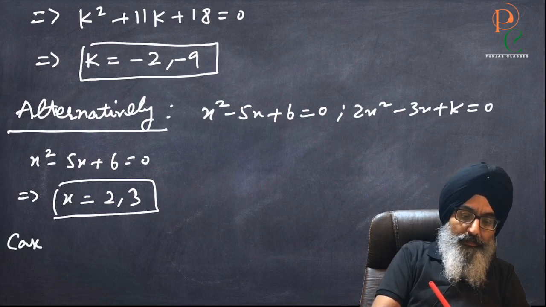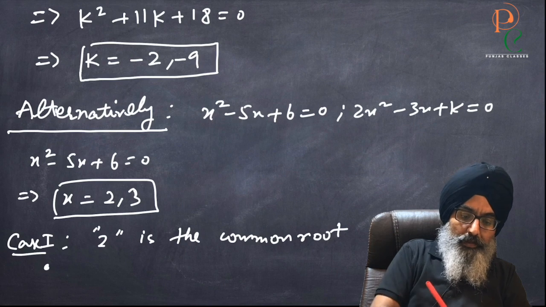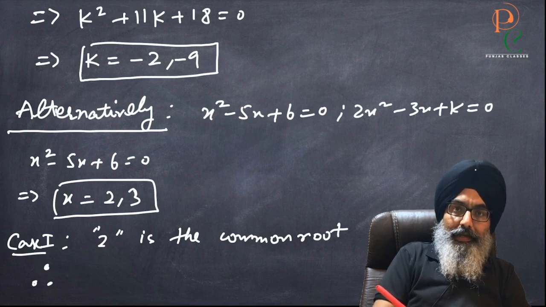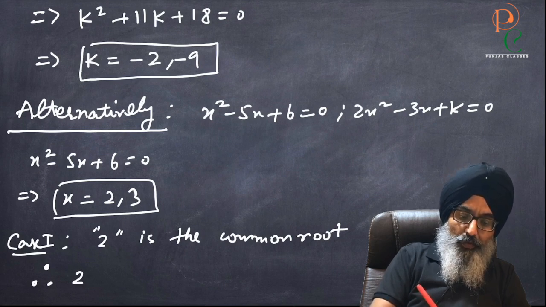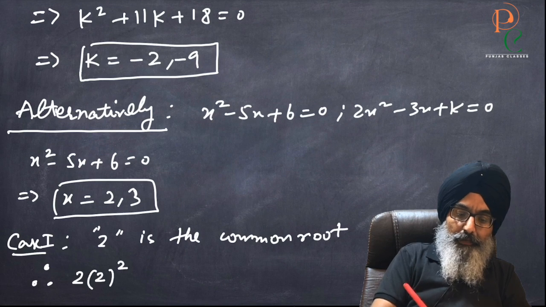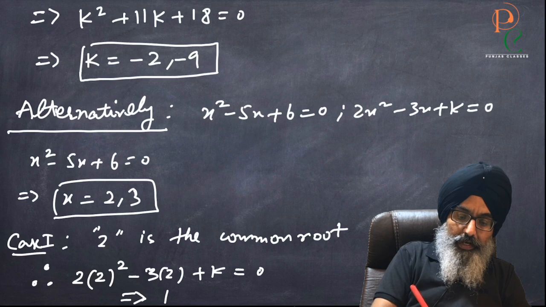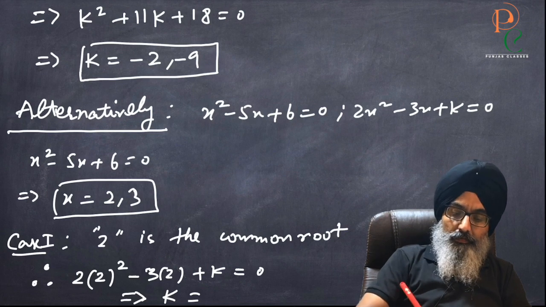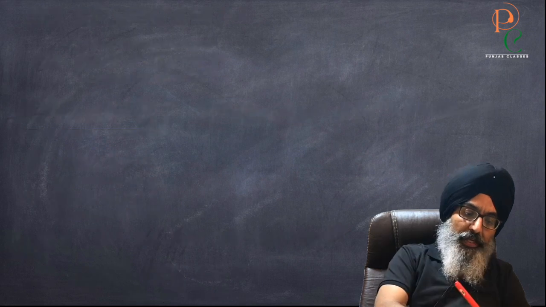What will those cases be? Case 1 is 2 is the common root. Therefore 2 will satisfy the second equation, that is 2x square minus 3x plus k equals to 0. So I put the value of 2 in the second equation, that is I replace x by 2. So it becomes 2 into 2 square minus 3 into 2 plus k equals to 0. Solving for k, we get k equal to minus 2.